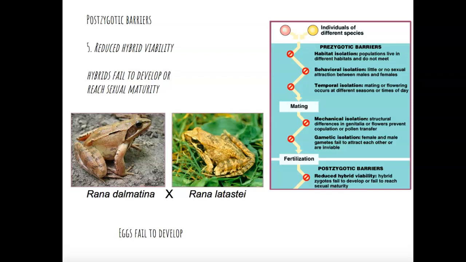So the first type of postzygotic barrier is called reduced hybrid viability. And this is where hybrids will fail to develop or reach sexual maturity. So we have two species of toads in this situation, both of the genus Rana. And what happens is if we have a male from one species and a female from the other get together and mate, their eggs will fail to develop. During development, there's a lot of different genes that get turned on, and you have to have everything sort of match up to create a viable offspring. And if the timing of development is not correct, the eggs in this instance will just not develop and no offspring will come from them. So the hybrid between two species is not viable. And so that's why we call it reduced hybrid viability.